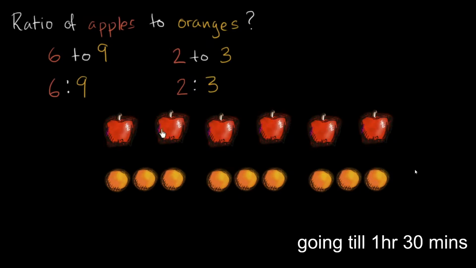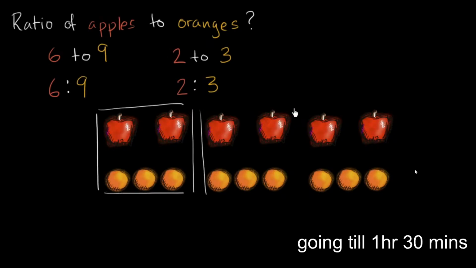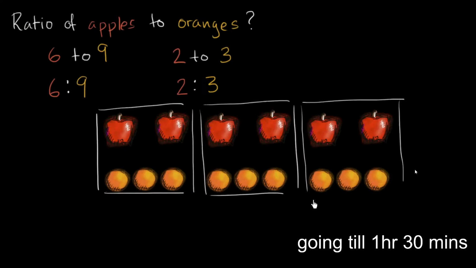Well, look, we divided each of these groups into 3. So one way to think about it is, if you divide this whole total into 3 groups, so one group, two groups, and 3 equal groups, we see that in each of those groups, for every 2 apples, we have 3 oranges. So, once again, the ratio of apples to oranges: for every 2 apples, we have 3 oranges.